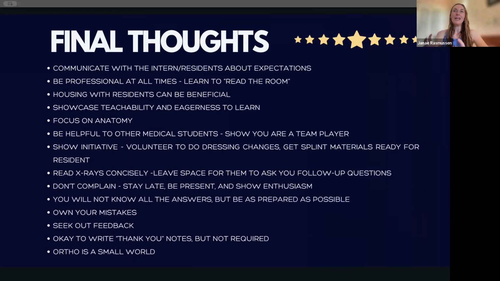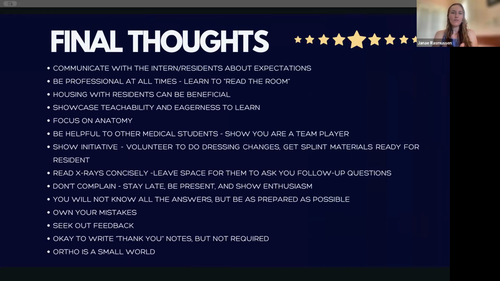I was trying to cover the most high yield information and I realized there is just way too much I could possibly talk about. So I really wanted to focus on the most important things. One of the key aspects, once again, is communicating with your intern and residents about expectations and making sure that you're professional. One of the things that I always tell people is learn to read the room.